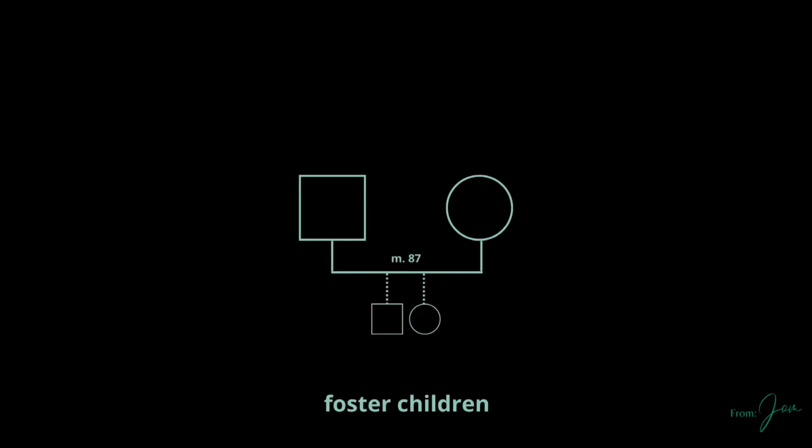A dotted line is used to connect a foster child to the parent's line. And finally, converging lines connect twins to the parental line. If the twins are identical, a bar connects them to each other.